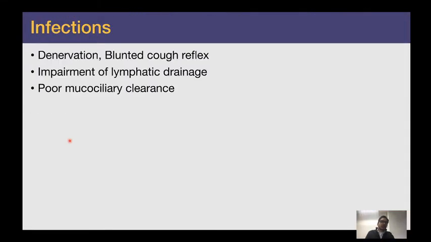So infections, there's a lot of reasons why infections occur in patients with lung transplant. One of them is that the lungs are exposed to the atmosphere, so they're in direct contact with atmospheric air. But then also there's denervation, so you might have a blunted cough reflex in patients with lung transplants. There's impairment of lymphatic drainage. There's poor mucociliary clearance, and then of course just the immunosuppression.